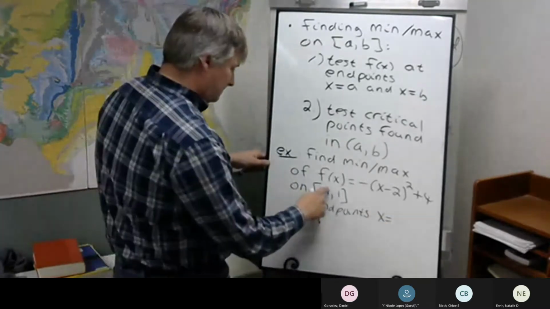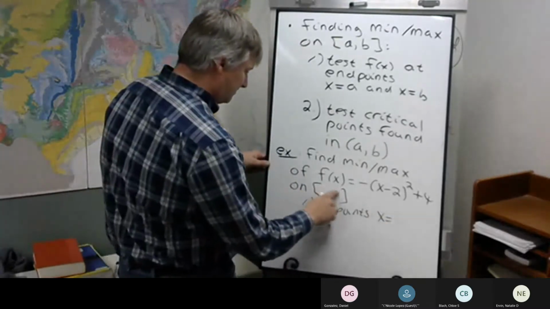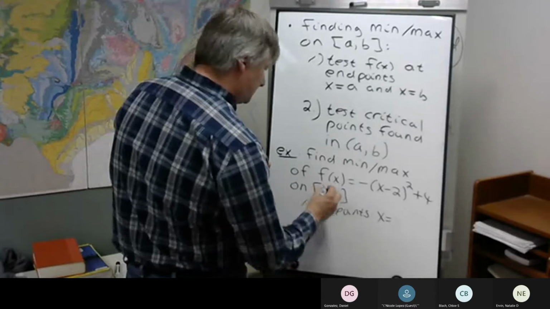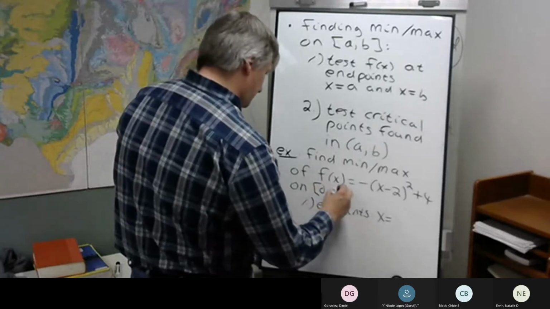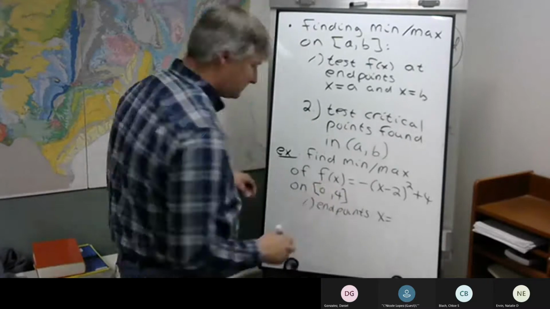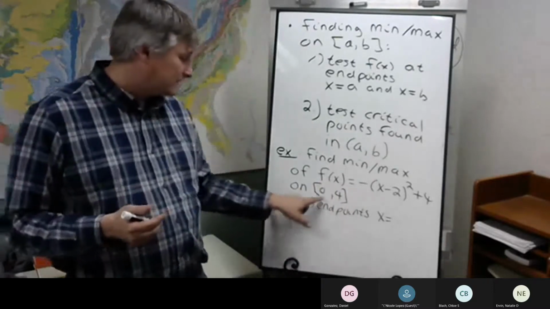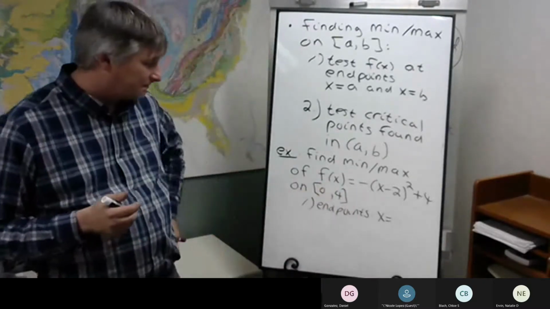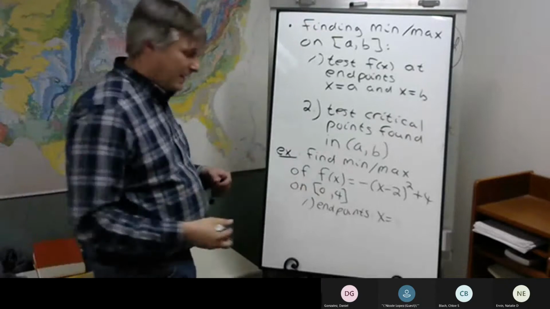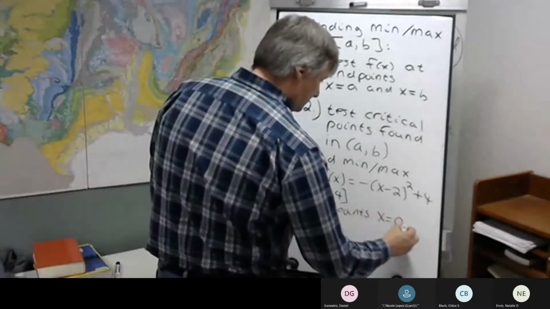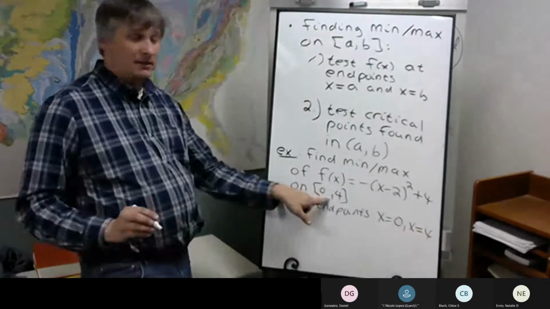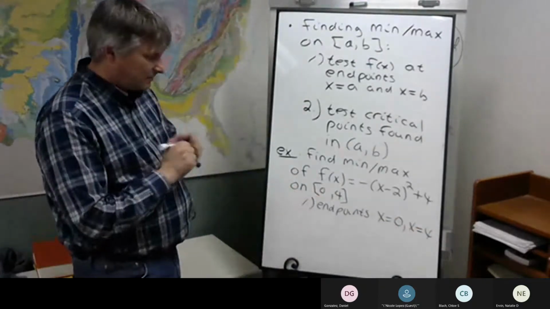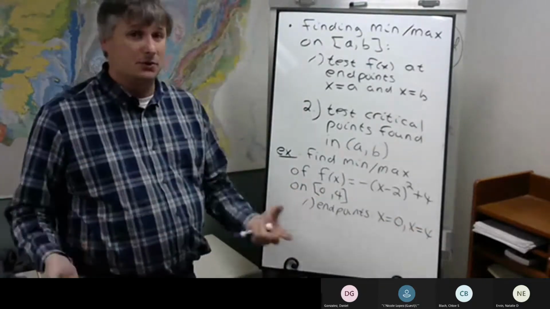And, oh, shoot. Let me change this up. Let's go 0 and 4. It's getting my functions mixed up. Let's go 0 to 4 on this. So that's what we're going to test. X equals 0, X equals 4. And take a second to update your notes. We're not going to do -1 to 1, we're going to do 0 and 4.